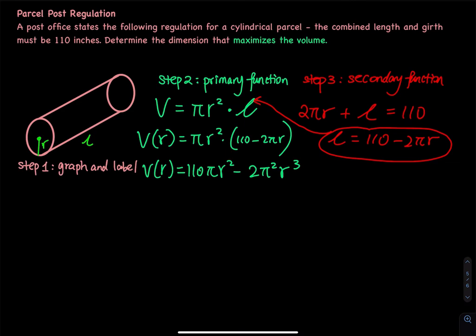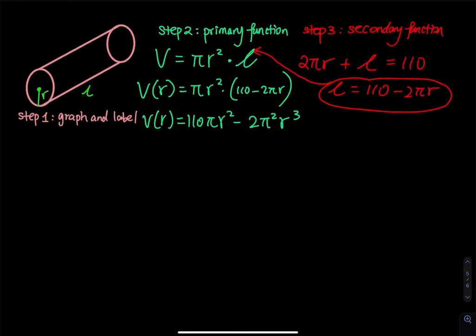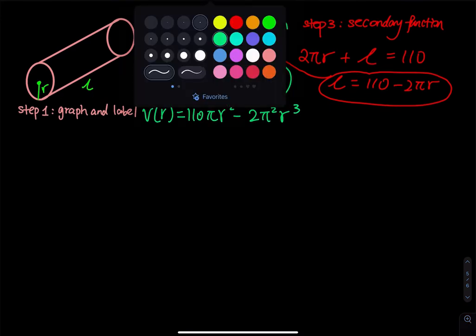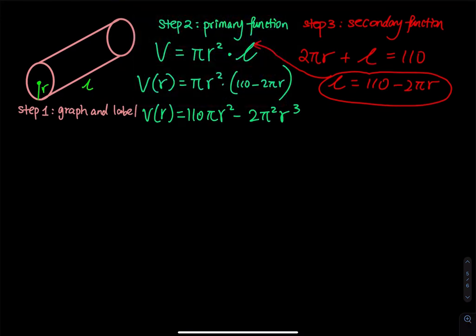And then the next step is you will take the derivative, right? Okay, let's take the derivative. So we have V prime of r, which equals, bringing the 2 down, 220 pi r, and then bringing the 3 down, 2 times 3 equals 6 pi squared r to the second power. We are not touching the pi squared because pi squared is a constant.